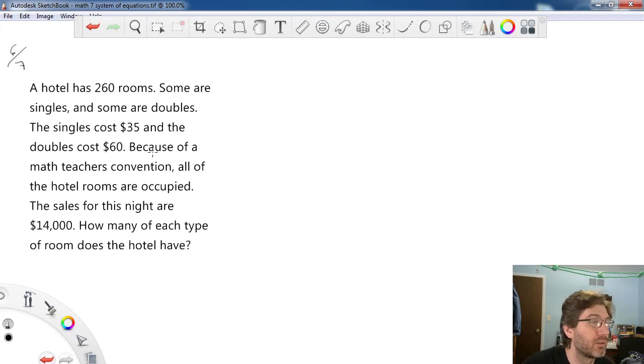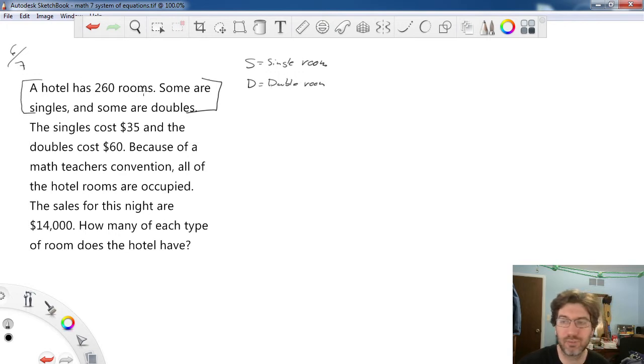I don't know. Well, here we have a hotel room, or a hotel that has 260 rooms. Some are single and some are double. So just looking at that part, right, we have singles. We'll call this a single room. And D we'll call a double room. And we know they have to add up to 260. So this is the one you probably are all like, hey, that's pretty easy to get. Single room plus the double room.